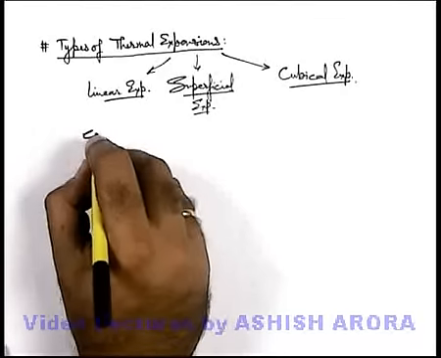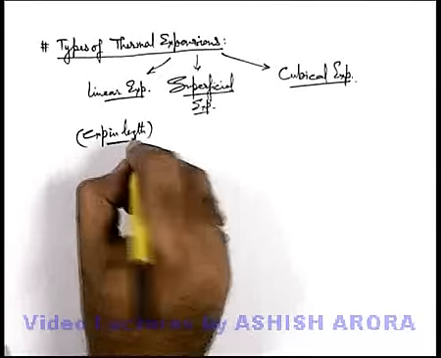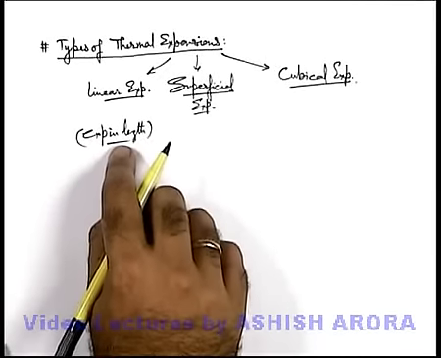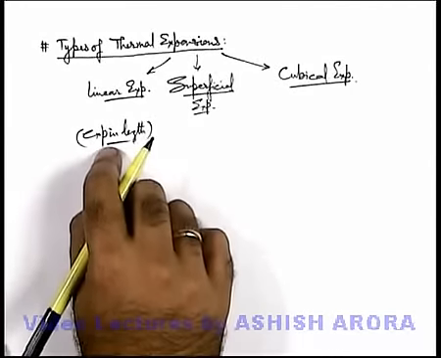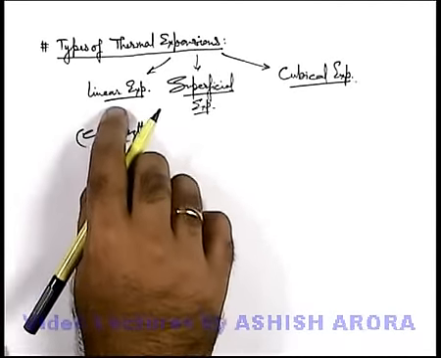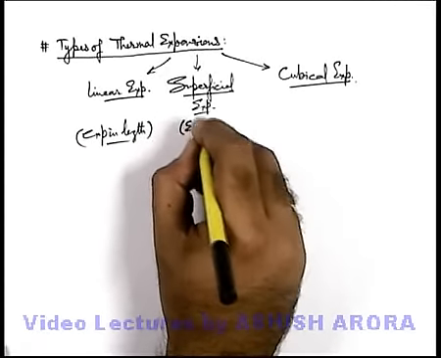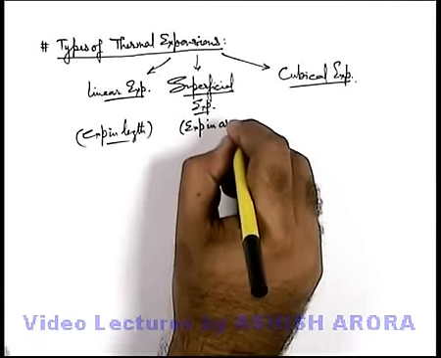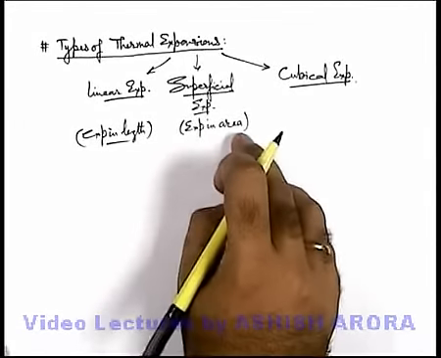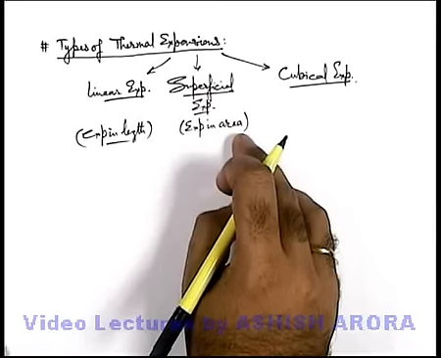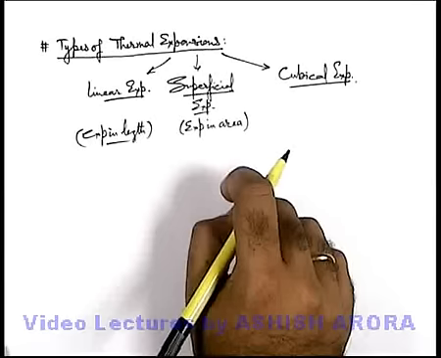Linear expansion is basically expansion in length. When a body is heated and its temperature increases, its dimensions change, and all these variations in dimensions are studied under linear expansion. Superficial expansion is expansion in area. When obviously the dimensions of a body increase, its surface area also changes, it will increase. That is considered and technically termed as superficial expansion.